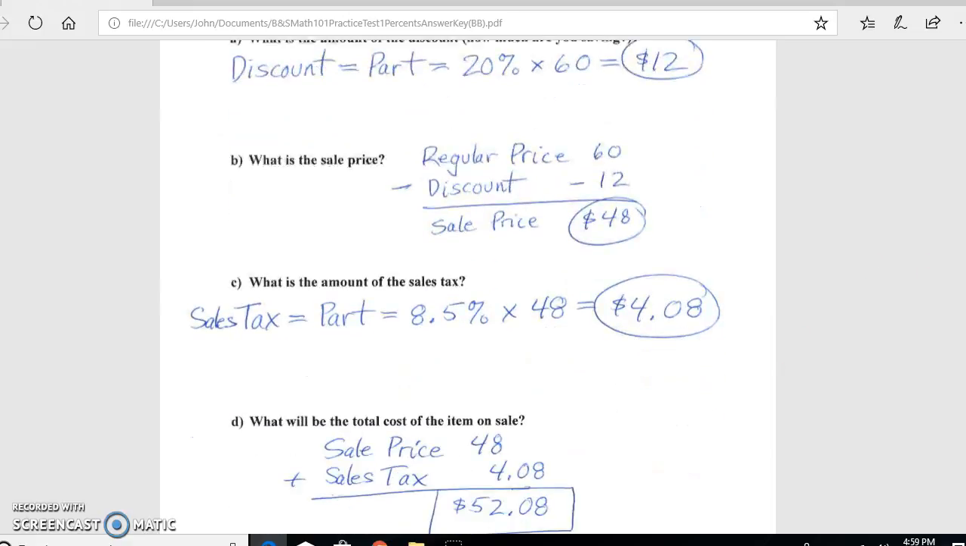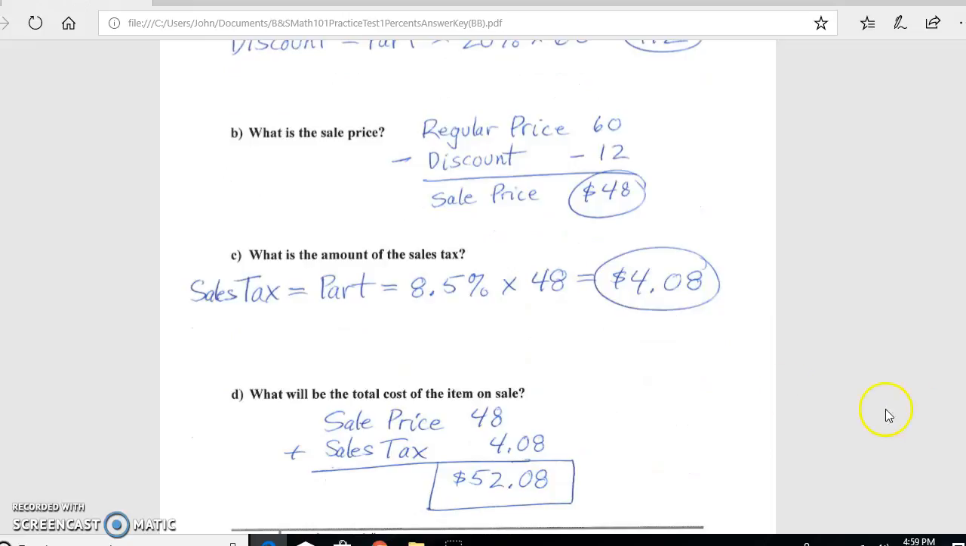And then the last part of the problem, letter D, what will be the total cost of the item on sale? So we have the sale price, which was $48, and then we have to add on the sales tax, which is the $4.08, and we end up with a total cost of $52.08.